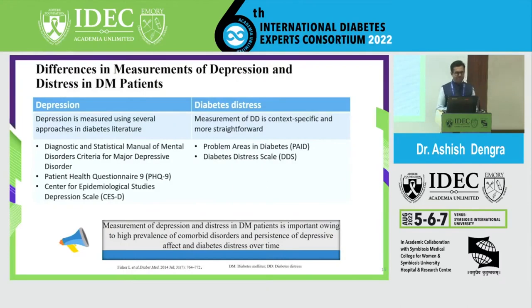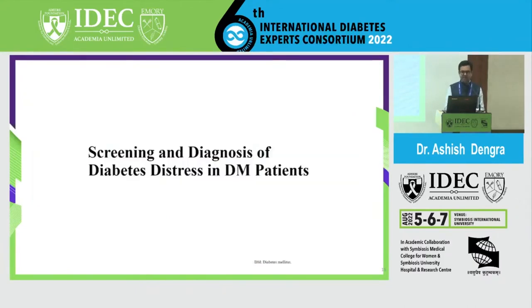There are various diagnostic tools for DD, that is Problem Areas in Diabetes, PAID, and the Diabetes Distress Scale, that is DDS. And for depression, we know that there is the PHQ-9 and the Center for Epidemiological Studies Depression Scale, which is CES-D. Measurement of depression and distress is important owing to the high prevalence of comorbid disorders and the persistence of depressive affect and diabetes distress over time. So you have to follow these scales or screening patterns.